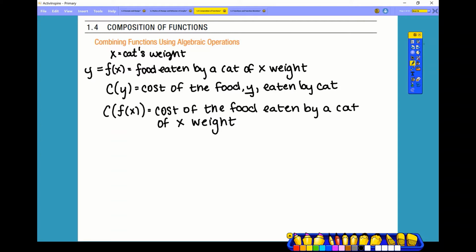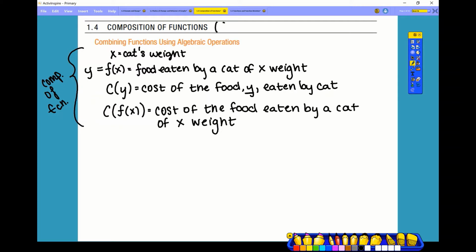So this would be a composition of function, or we've combined the functions. A good composition of function. So this you'll definitely see again. This is what the whole section's about. So it's going to be composition of functions.